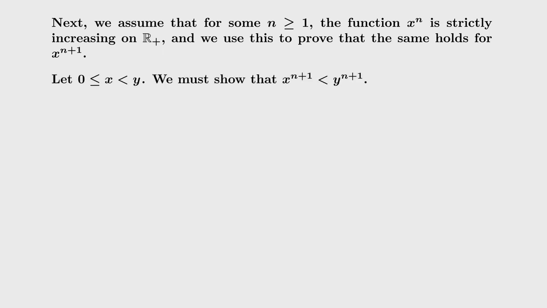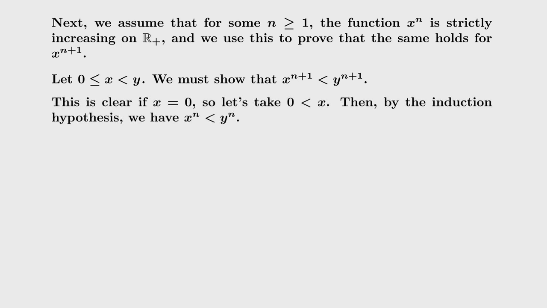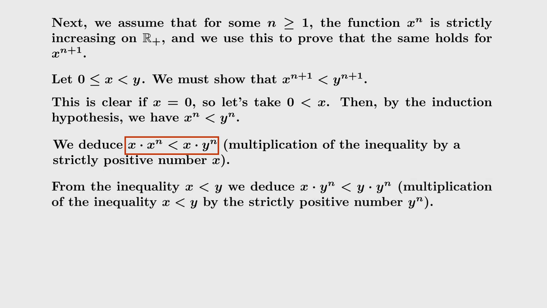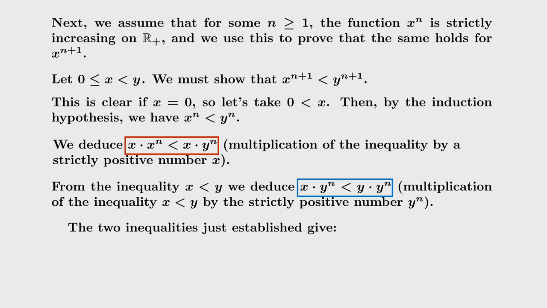Well, take two numbers, x less than y, positive, we must show this inequality. That inequality is certainly true if x is 0, so let's assume x is strictly positive. Now we apply the induction hypothesis, the truth for n. So we have x to the n less than y to the n. If we take that strict inequality and multiply it by the strictly positive number x, we obtain this, which I'm going to save for later use. Similarly, if you take the same inequality but now multiply it by y to the n, you get this inequality.